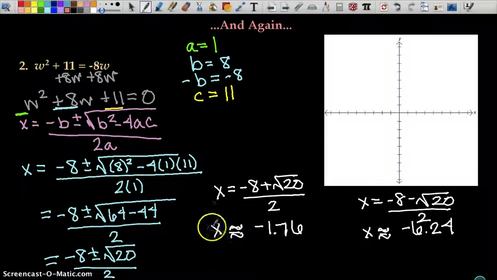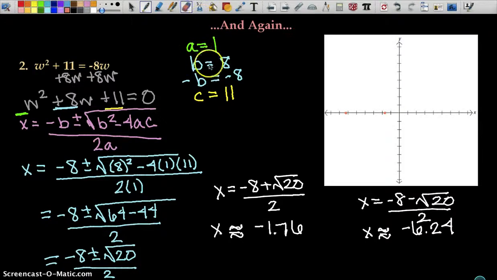So how many solutions does this problem have? 2. So we graph them, negative 1.76, we just make an estimation, and negative 6.24, so 2, 3, 4, 5, 6, we just make an estimation. Alright, so there we go.